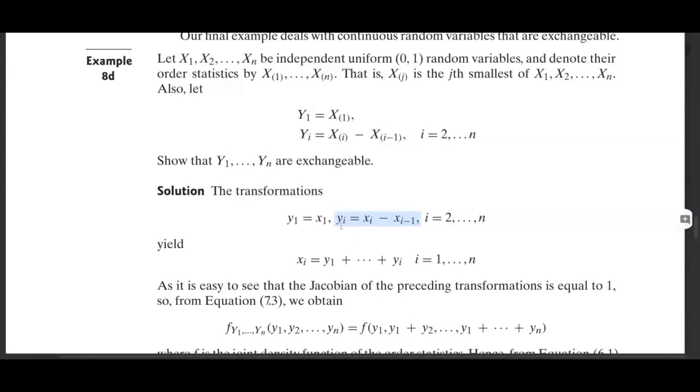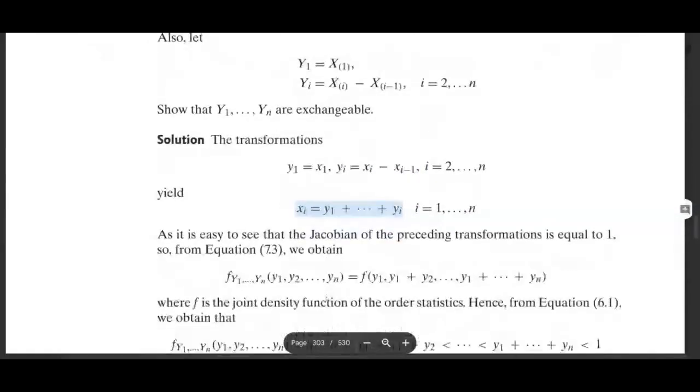Because y1 equals x1, y2 would be x2 minus x1, and y3 will be x3 minus x2. If we want to find x2, in this case we have y2 equals x2 minus x1. So that means x2 equals x1 plus y1. So that's how we come up with this.